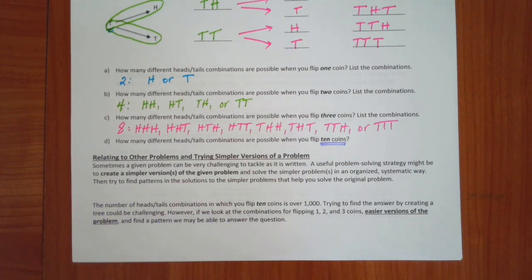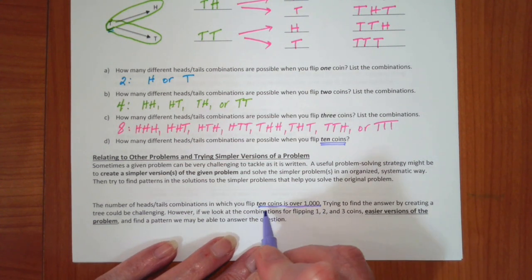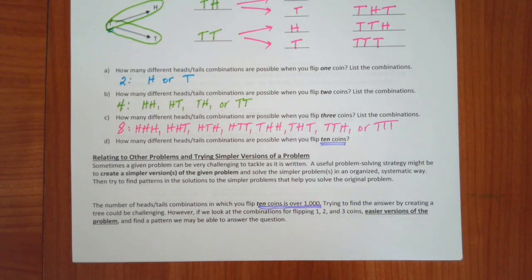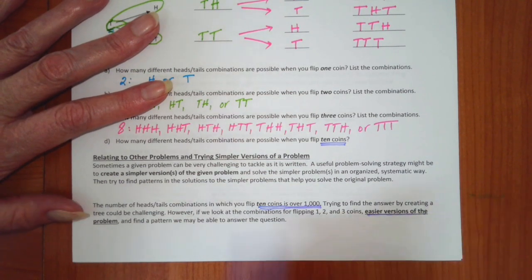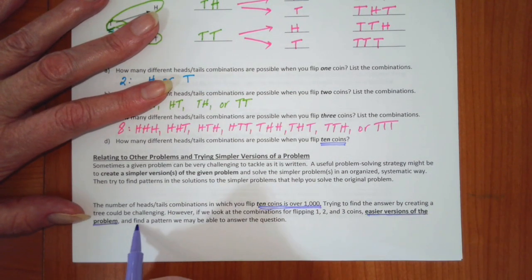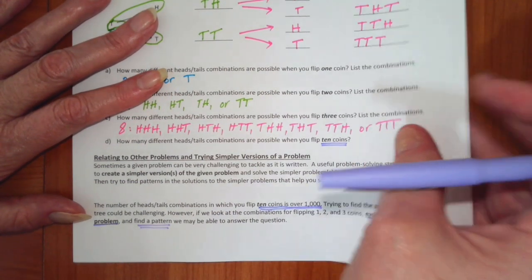So the number of head-tail combinations in which you flip 10 coins is over 1,000. Yikes, I absolutely don't want to do that. So trying to find the answer could be challenging and take up a lot of paper, but we started with an easier version of the problem and then try to find a pattern. So let's do that on the next page.